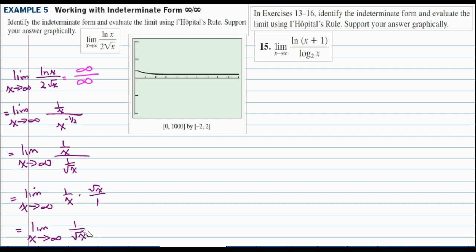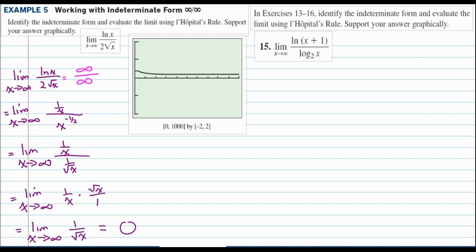So now let's plug in infinity and see what happens. Well, 1 divided by the square root of infinity, well, the square root of x as x approaches infinity is also going to approach infinity. So 1 divided by a really large number is going to approach 0.